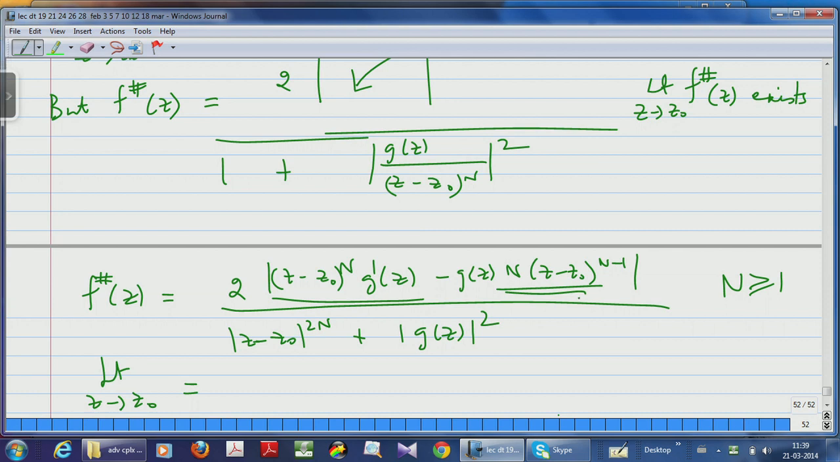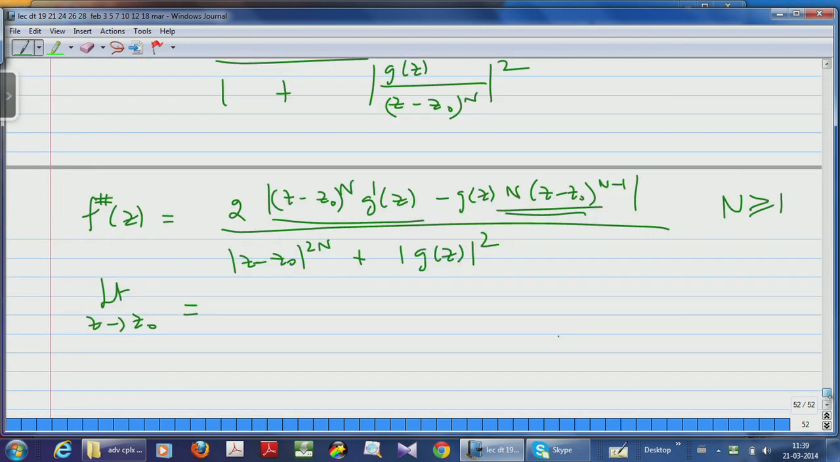See, if n is equal to 1, what's going to happen? If n is equal to 1, then this term doesn't exist. And as I let z tends to z naught, I'll get 2 times mod g of z naught. Because g is, mind you, analytic, so it's continuous. So the limit as z tends to z naught of g(z) is g(z naught), and modulus is also a continuous function, so I can push the limit inside the argument of the function, and that's what I'll get in the numerator.